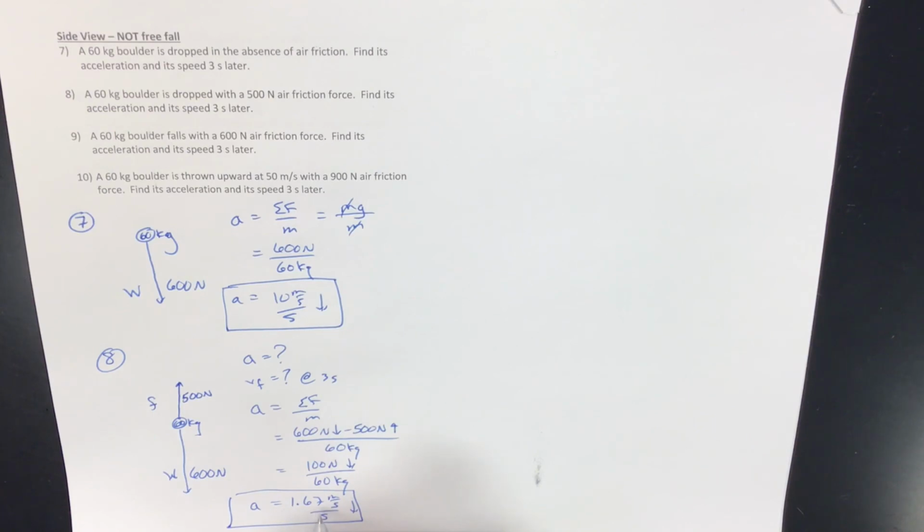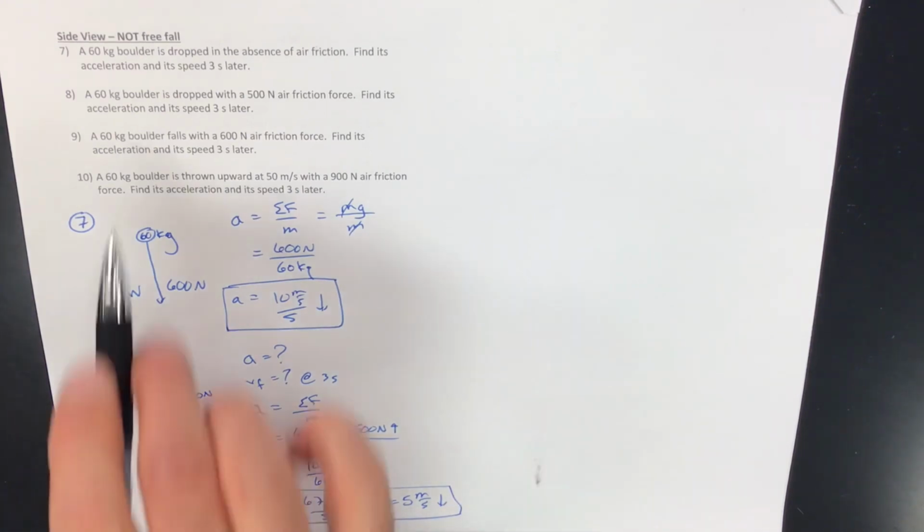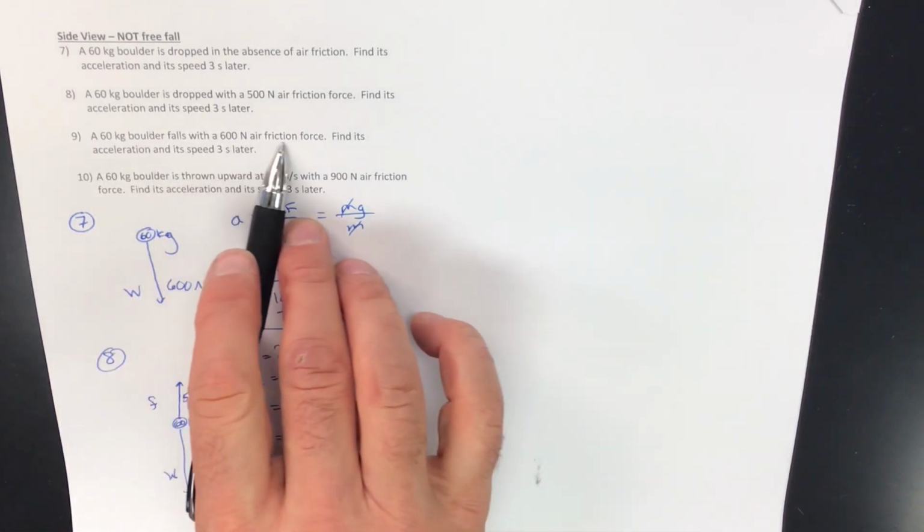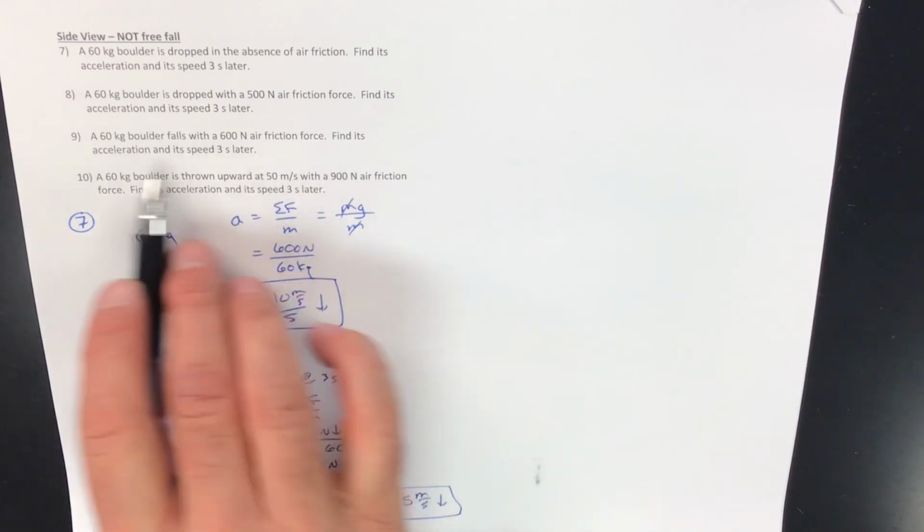And 1 2/3, 3 1/3, and 5. So the final velocity would be 5 meters per second down. Pay attention to these directions. I prefer arrows. Number 9, a 60 kilogram boulder falls with a 600 Newton air friction force.